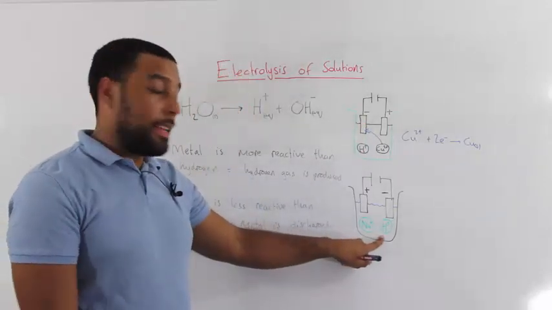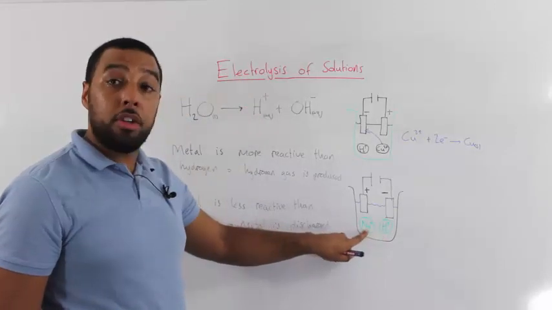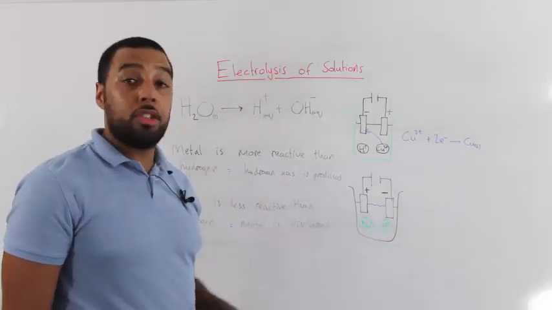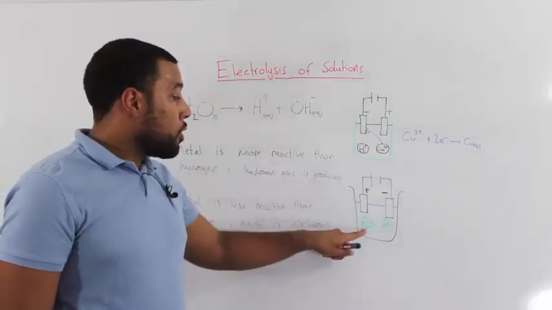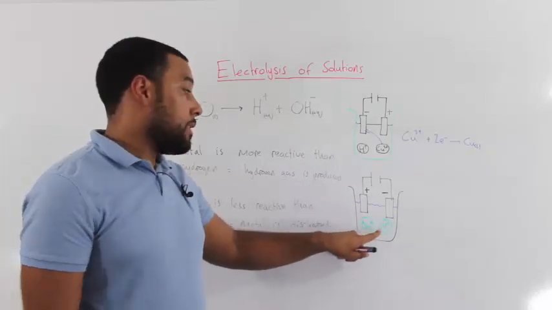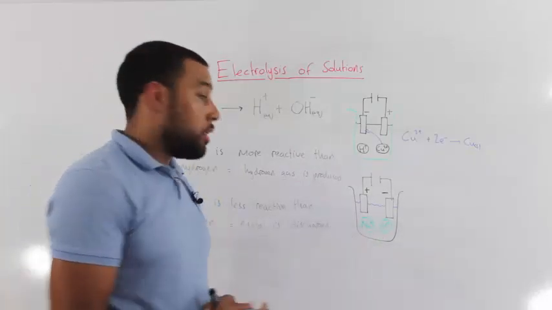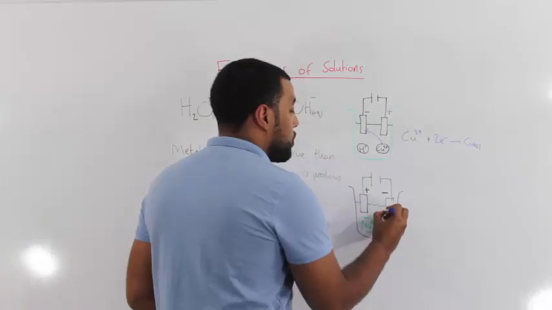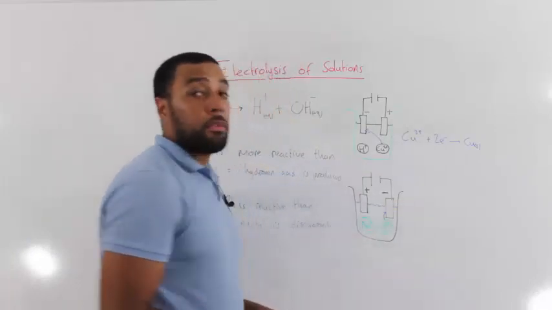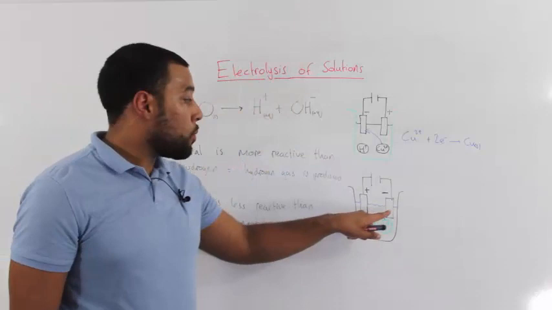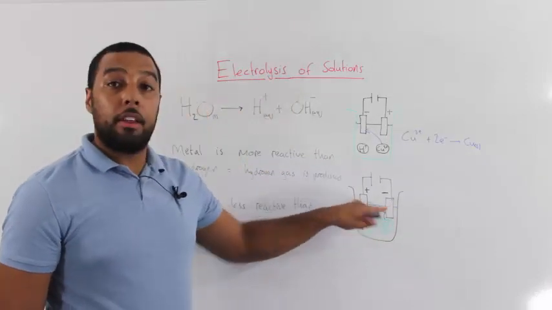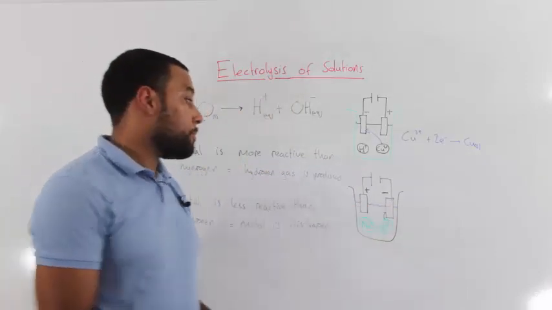But if we had this solution here where we've got sodium ions and hydrogen ions, the sodium ions are more reactive than the hydrogen. And remember, because the hydrogen is less reactive, hydrogen gas will be formed. So we'll start to see bubbles at this electrode of hydrogen.